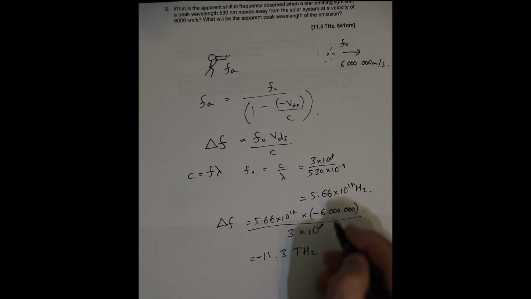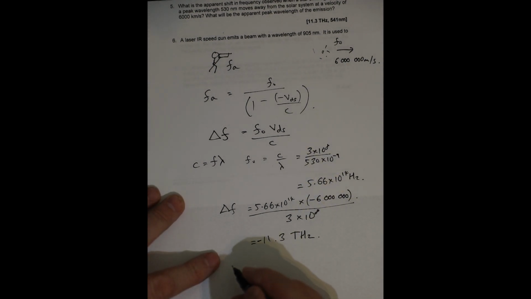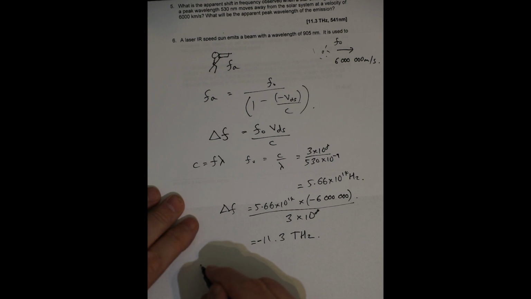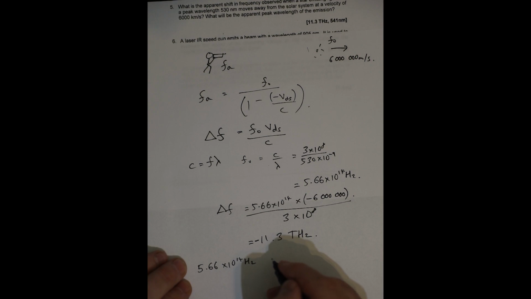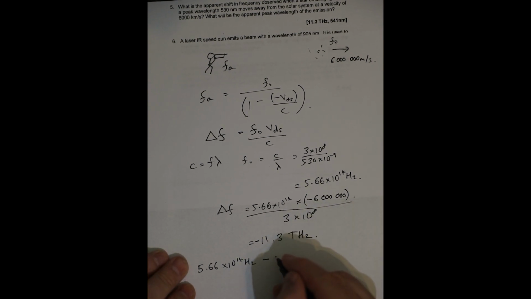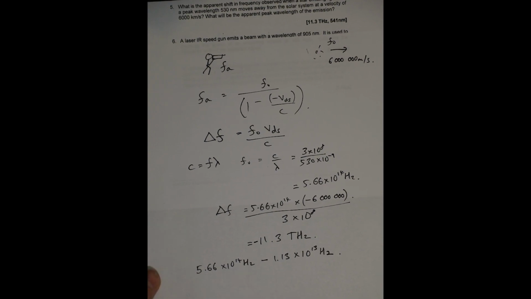Sorry, minus 11.3 terahertz, because we've got that negative value in there. Okay, so this is the change in frequency. So the new frequency is actually going to be what the original was here. So this f0 value was 5.66 times by 10 to the 14 hertz. But then we need to subtract 11.3 terahertz, which is 1.13 times by 10 to the 13 hertz. Okay, and that's going to give us what this actual apparent frequency is here.